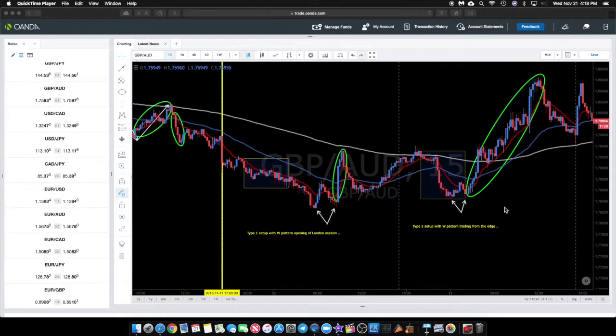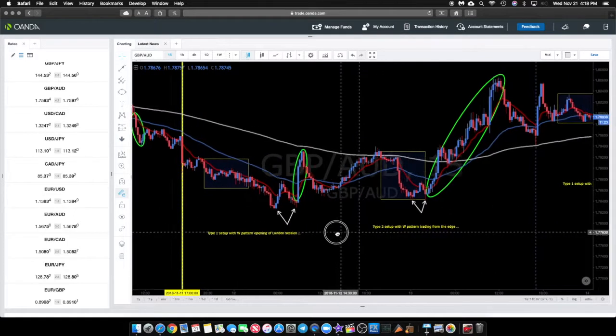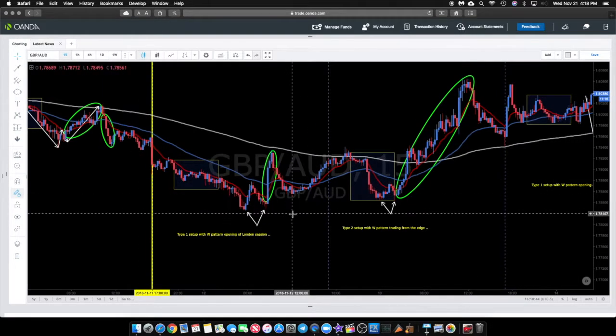Pound AUD, pound Aussie dollar, from last week, and we're going to take a look and see what setups we were able to catch on that pair. All right, so let's just go ahead and jump right into it.